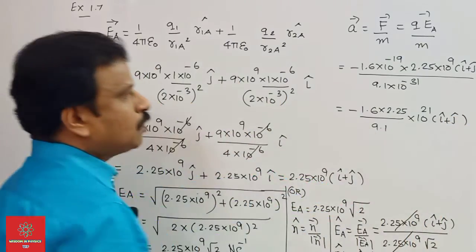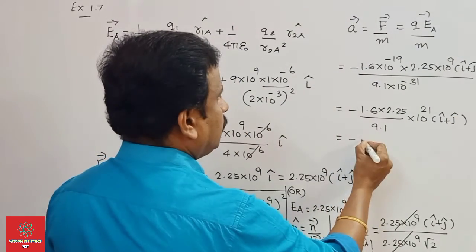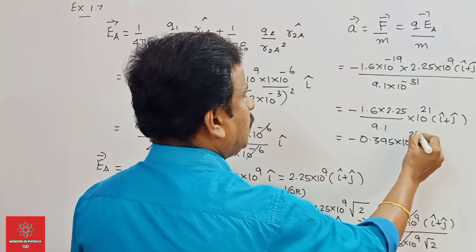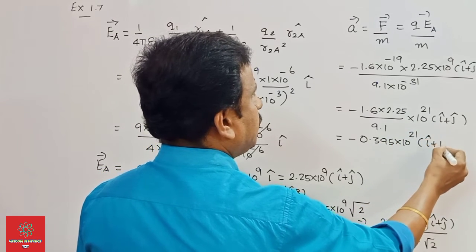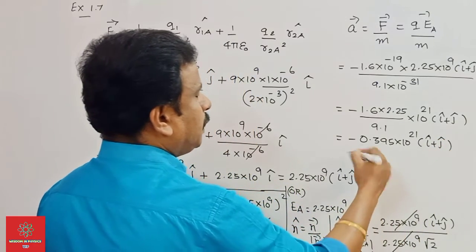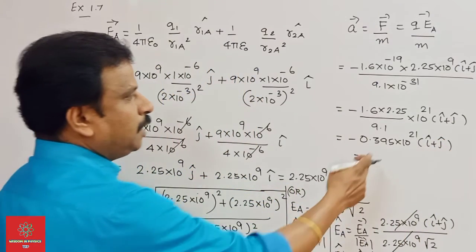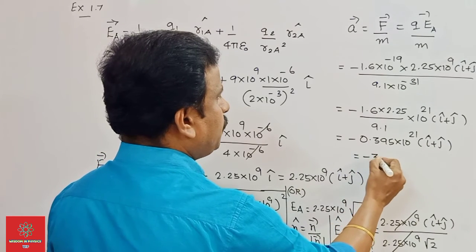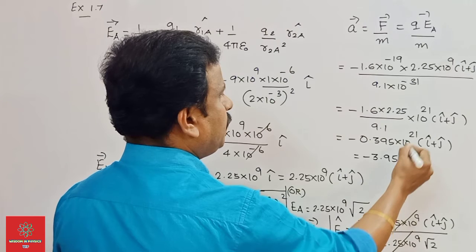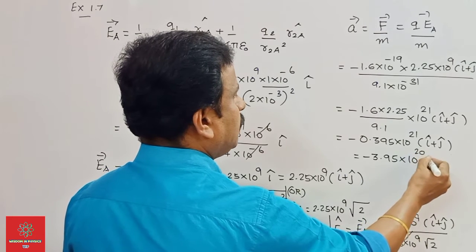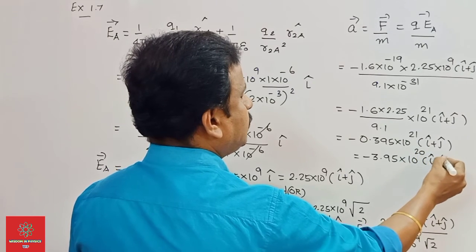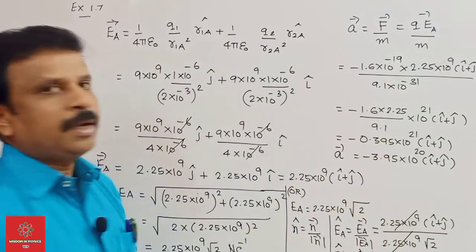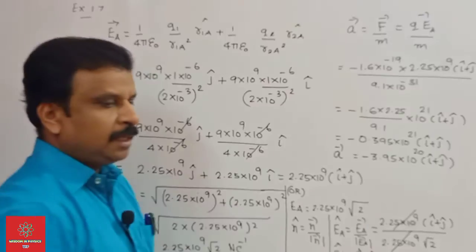So if you divide this quantity, the answer is 0.395 into 10 to the power of 21 into I plus j, right? If you represent it in scientific form, multiply by 10 and divide by 10. If you multiply by 10, you will get 3.95. If you divide by 10, you will get 10 to the power of 20 into I plus j. So this is the acceleration of the electron, which is kept at a point A in your configuration, right?